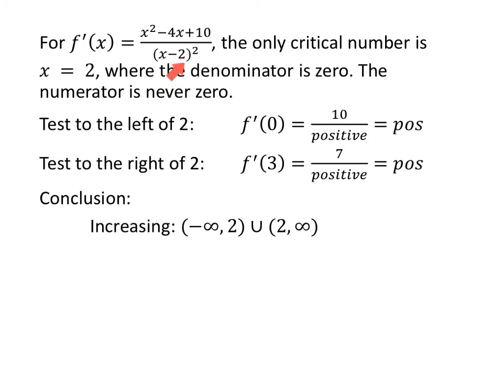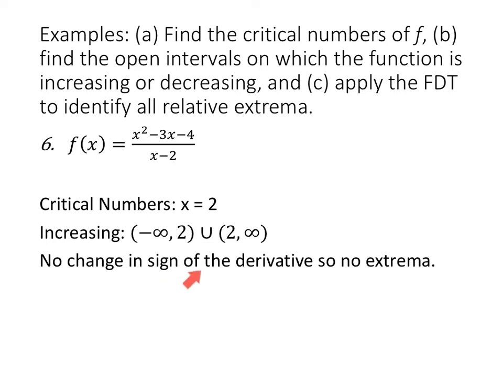Notice in the denominator, because I cannot use a 2, my denominator is always going to be positive for any value I choose. So I just need to know the sign of the numerator. 3 squared is 9, minus 12 plus 10, that's 7, over a positive value is positive, and this function is also increasing from negative infinity to 2, union 2 to infinity. No sign change in the derivative, so no extrema. I know, pretty quick and easy. If you need to pause, go ahead.